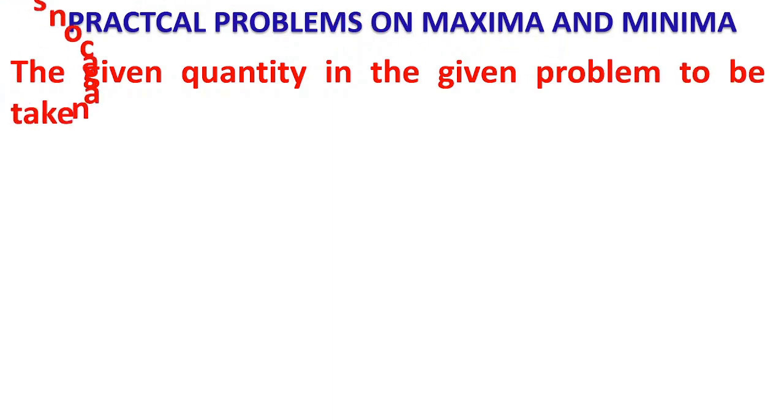How to tackle a practical problem on maxima and minima? The given quantity in the problem is to be taken as a constant. If it is given for a given perimeter, given area, given volume, given height, like that, it should be taken as a constant. And you know what it means to take it as a constant: while you are doing differentiation, you have to keep it as a constant.